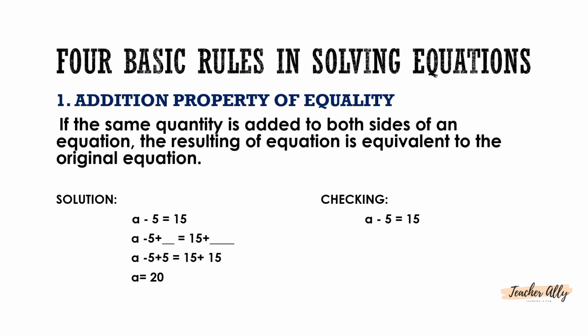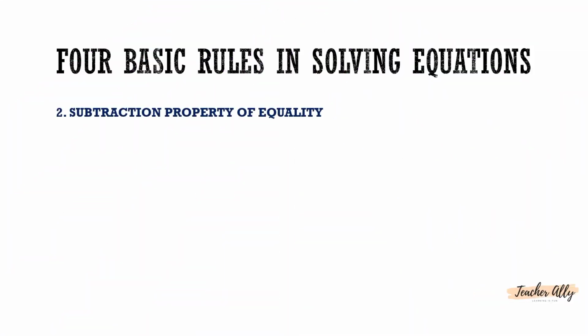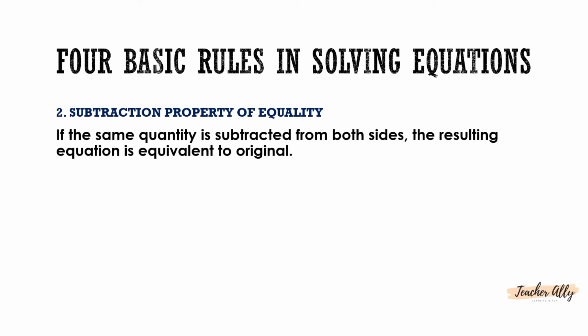To check if the solution is correct, substitute 20 to the original equation. So 20 minus 5 equals 15. So 15 equals 15. Therefore, the solution is correct. Next, the subtraction property of equality. If the same quantity is subtracted from both sides, the resulting equation is equivalent to the original.